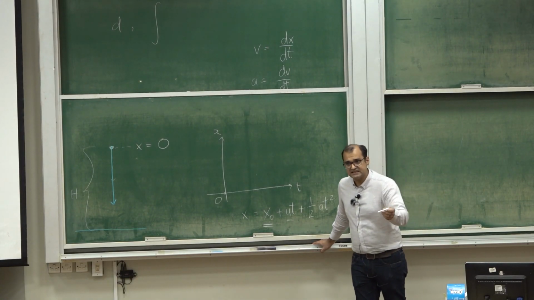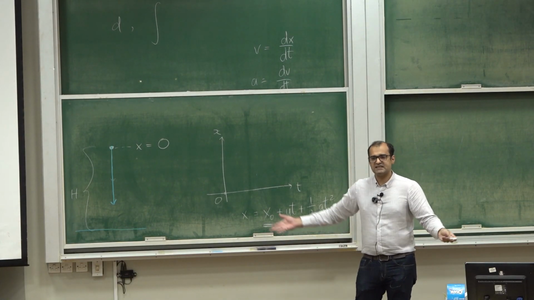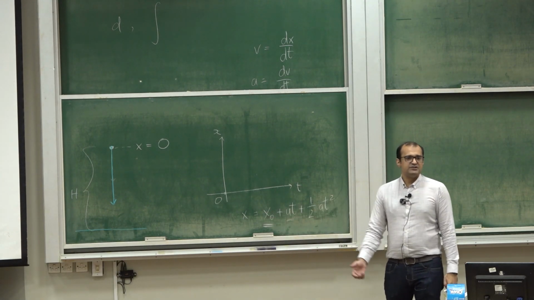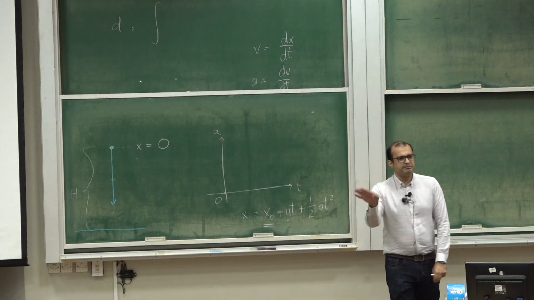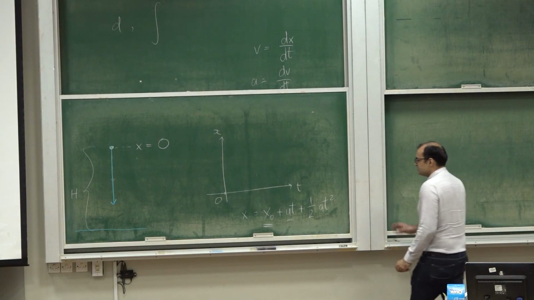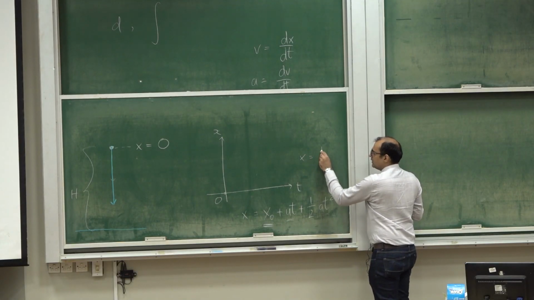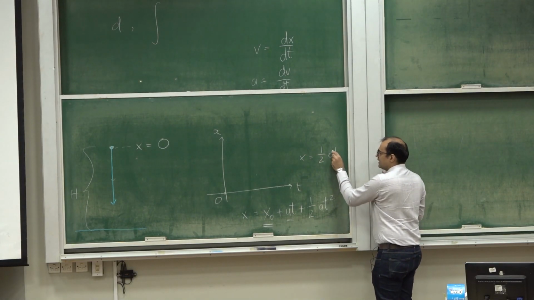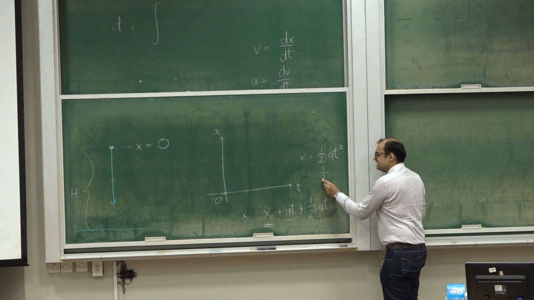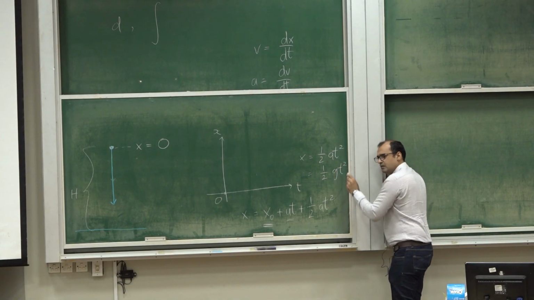Okay, so if I just release it, I could have thrown it, of course. That's a slightly different situation, which we can look at very soon. But let's start from the simplest possible situation. You just release the object. In that case, you just get that x is equal to half at square. And since this is acceleration in the free fall, this is equal to half gt square.